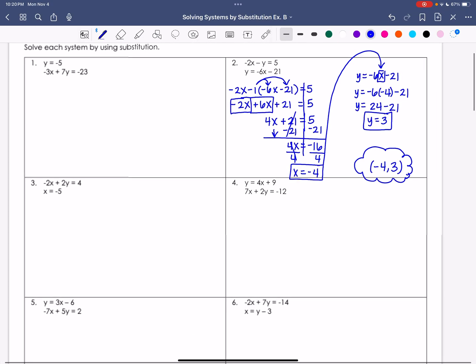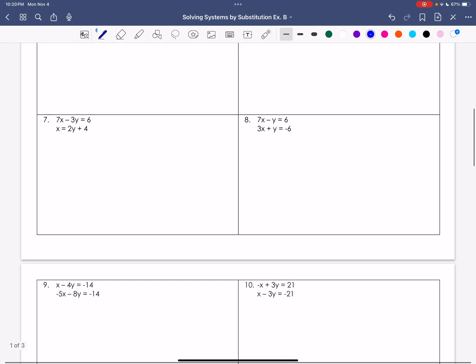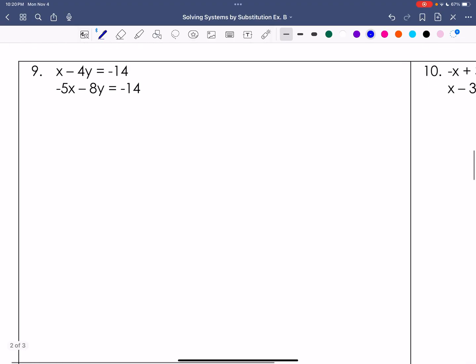Okay, let's go ahead and continue. Let's go ahead and move over to number 9. For number 9, we have x minus 4y equals negative 14, and we have 5x minus 8y equals 14.